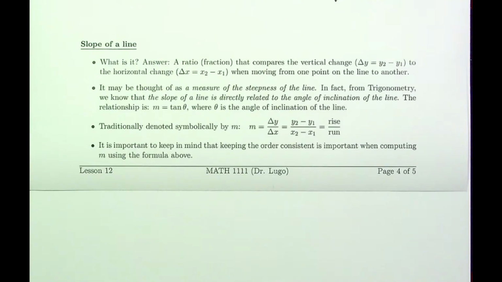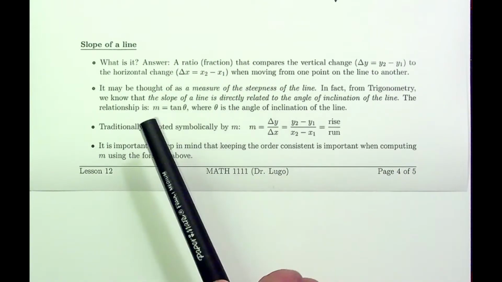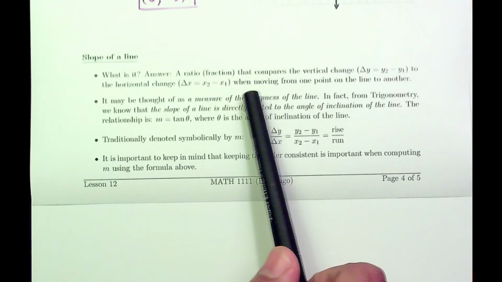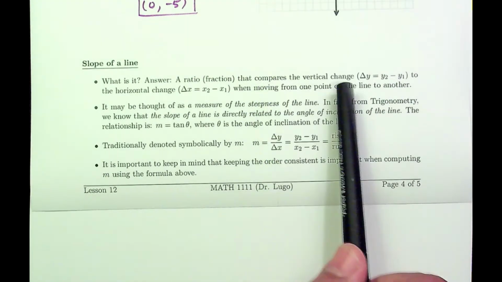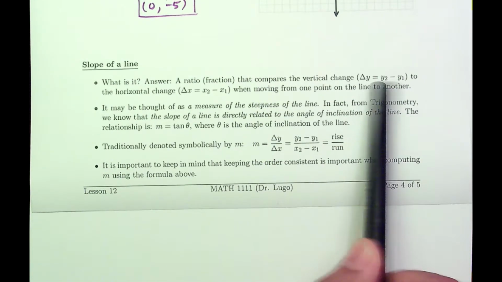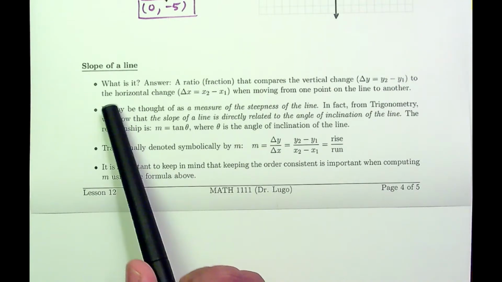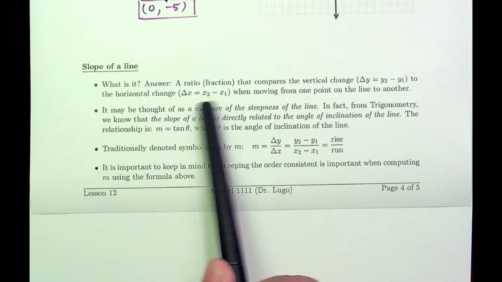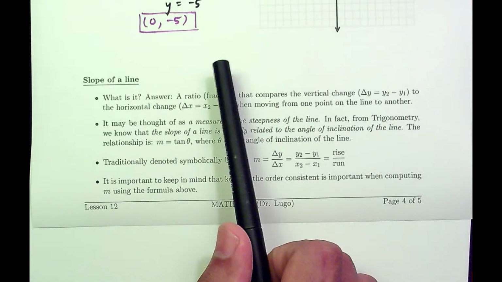Let's now define the concept of slope, the slope of a line. So what is it? What does that mean? Well, the answer is that the slope is a ratio or a fraction that compares the vertical change, which is the difference in the y coordinates, to the horizontal change, which is the difference in the x coordinates, when you move from one point to another.